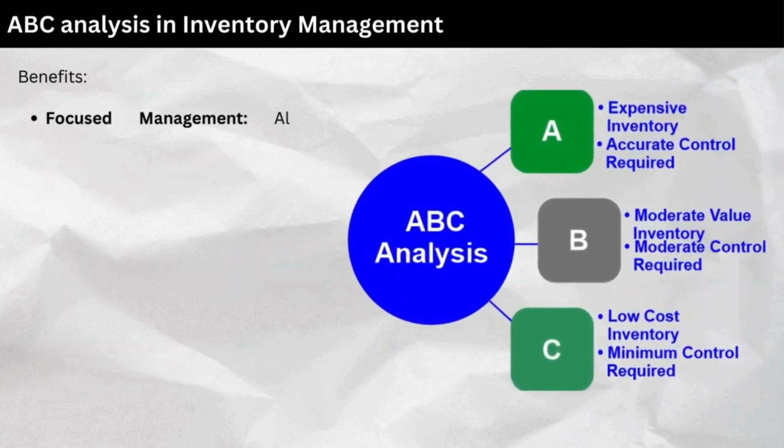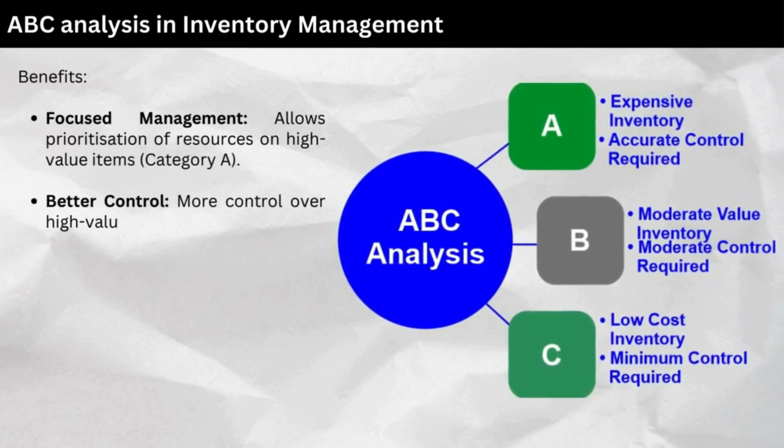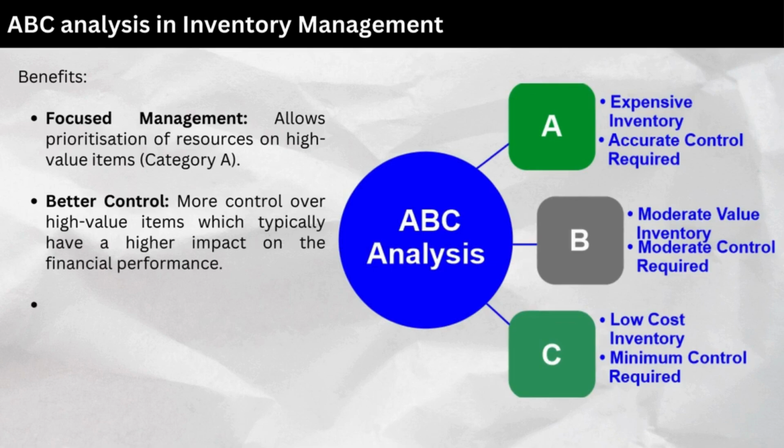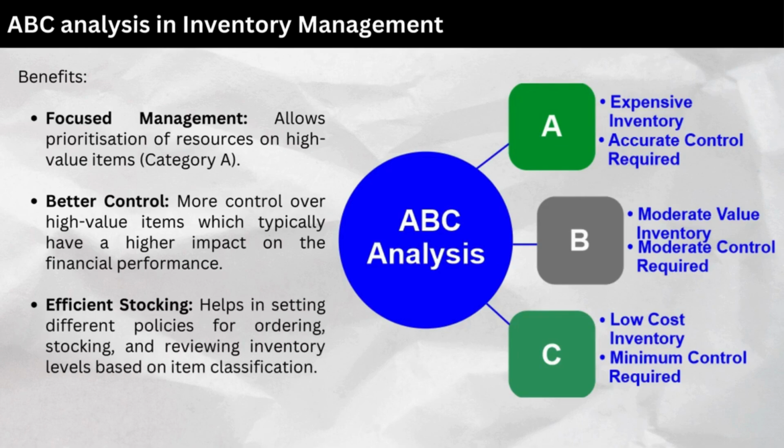Benefits. Focused management allows prioritization of resources on high-value items, Category A. Better control, more control over high-value items which typically have a higher impact on the financial performance. Efficient stocking helps in setting different policies for ordering, stocking, and reviewing inventory levels based on item classification.